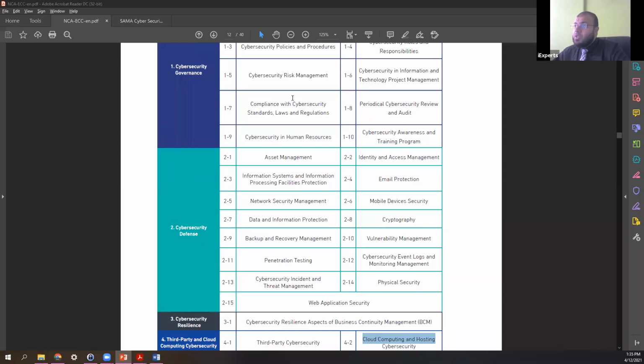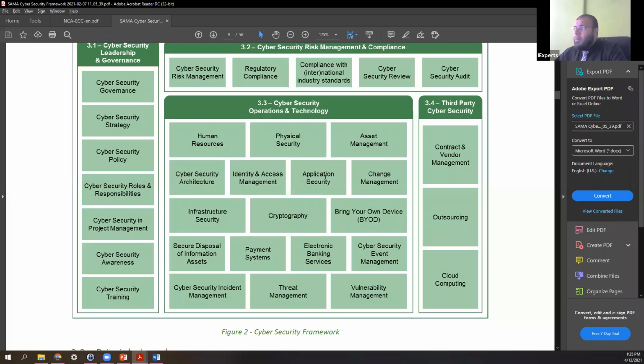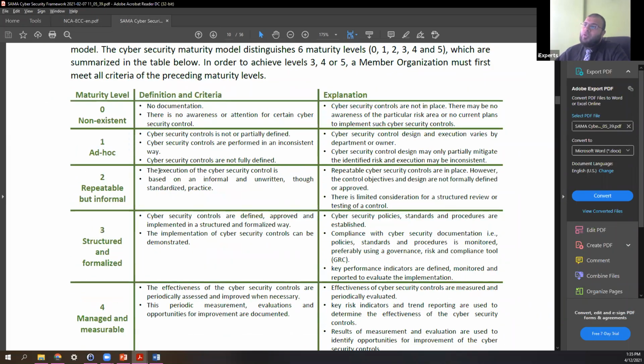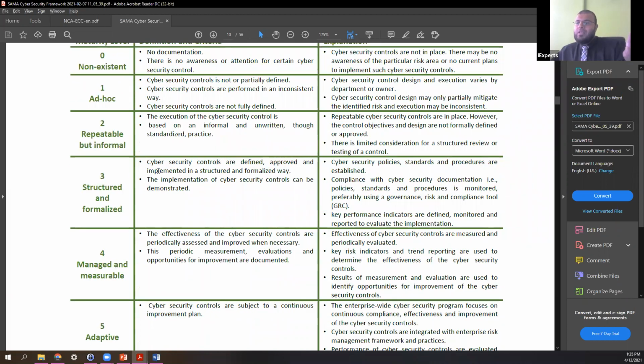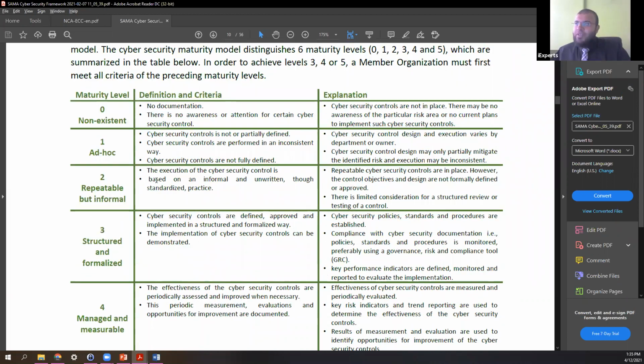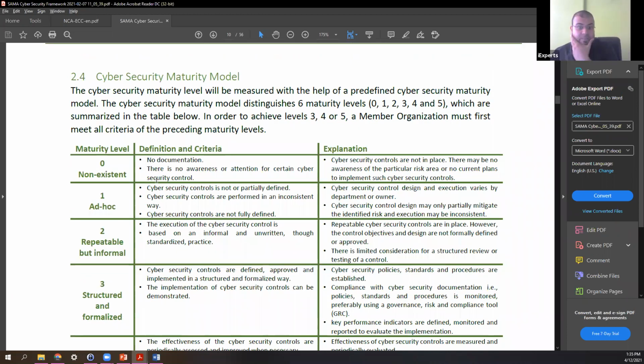Let's see the maturity model. Yes, we have the maturity model here in the SAMA regulation. This is the one thing that I told you. It's fantastic. You can find this on page number 10, the cybersecurity maturity model. Of course, I know this is the CMM, the capability maturity model.